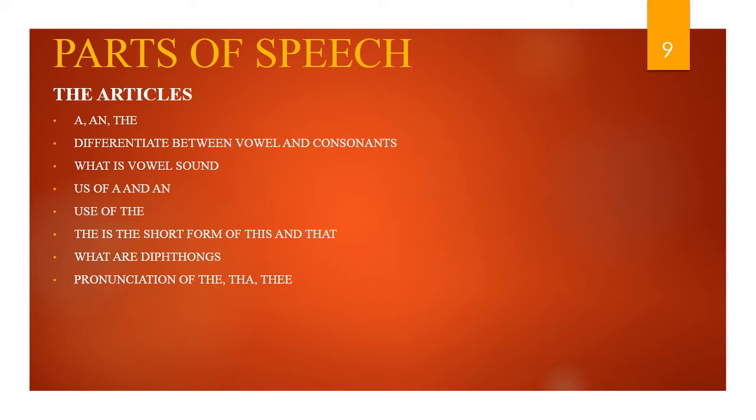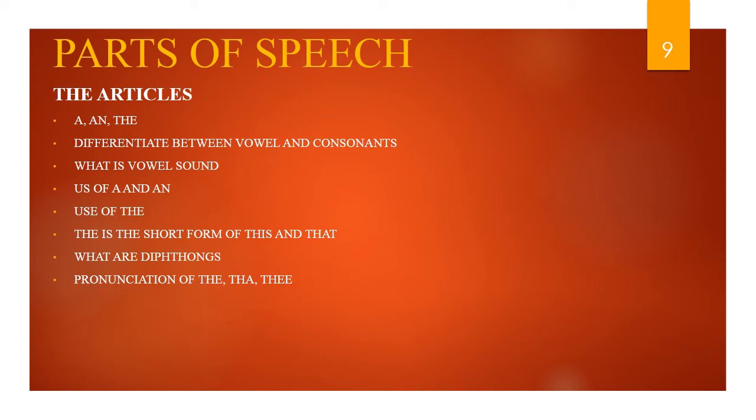Dear students, next part of speech, the articles. There are three articles, A, AN, and THE. So differentiate between vowels and consonants. What is vowel sound? Use of A and use of THE. THE is the short form of this and that. What are diphthongs? Pronunciation of THE. So these are a few points which you have to keep in your mind. Number one, there are three articles. A and AN are indefinite articles, and THE is the definite article.